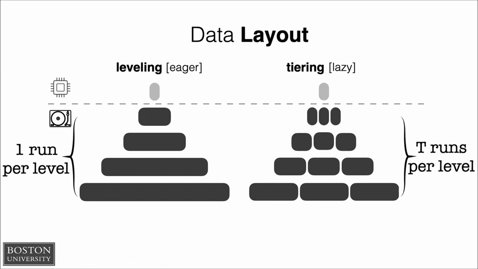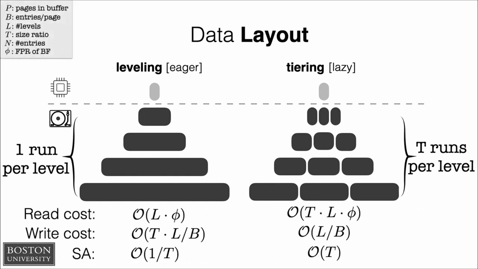So, big-O notation wise, you can see the size ratio T actually plays a role here. You can see that the leveled design has a read cost that is T times cheaper as compared to its tiered variant, whereas the tiered design has a write cost that is T times cheaper than the leveled variant. And space amplification wise, there is a factor of T squared between a leveled and a tiered LSM design, tiered having a higher space amplification.